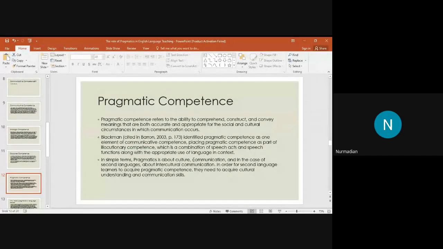Okay. Pragmatic competence. Pragmatic competence refers to the ability to comprehend, construct, and convey meanings that are both accurate and appropriate for the social and cultural circumstance in which communication occurs. Blackman, said in Barron, 2003, page 173, identifies pragmatic competence as one element of communicative competence, which is a combination of speech acts and speech functions, along with the appropriate use of language in context. In simple terms, pragmatic is about culture, communication, and in the case of second language, about intercultural communication. In order for second language learners to acquire pragmatic competence, they need to acquire cultural understanding and communication skills.